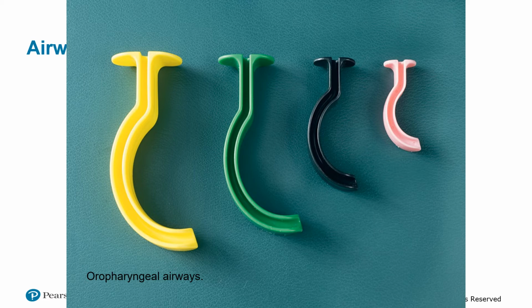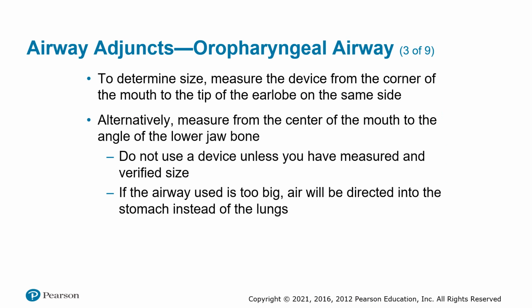Okay, so these are OPAs, or oropharyngeal airways. They do come in various sizes. These grooves along here allow air to enter and for you to be able to get suction in. To determine the size, we want to measure the device from the corner of the mouth to the tip of the earlobe on the same side. Alternatively, you can measure from the center of the mouth to the angle of the lower jaw. Do not use the device unless you have measured and verified the size. If the airway used is too big, air will be directed into the stomach instead of the lungs.